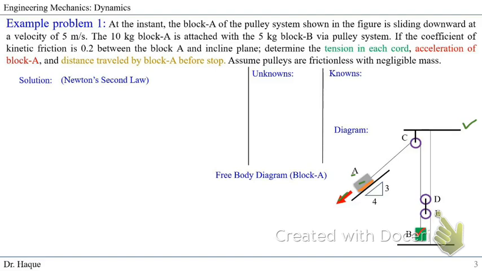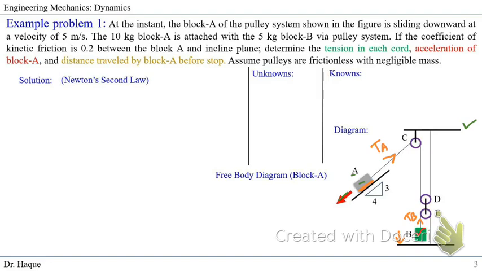Since the block is going downward, there is a tension upward, because the weight is pulling the block upward. So there is a tension TA. And also there is a tension TB, because the block wants to go down, and this tension is pulling the block up. So that's TB. We have to find the tension in each cord.